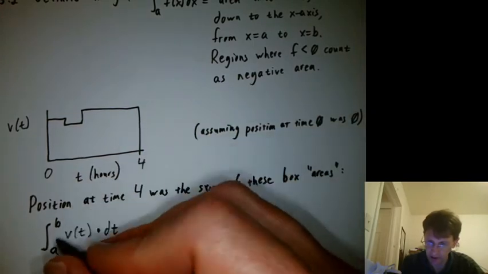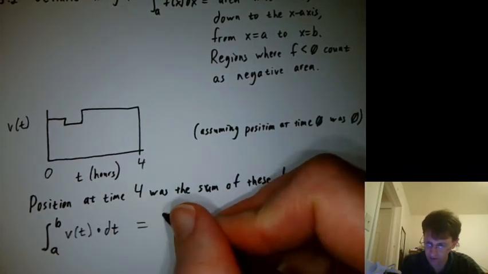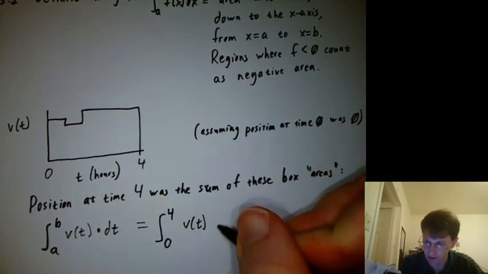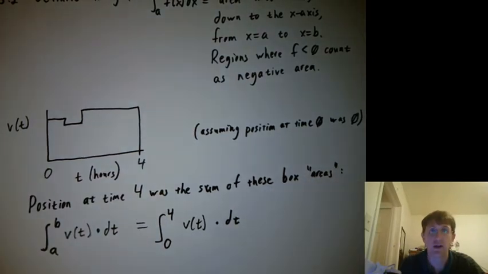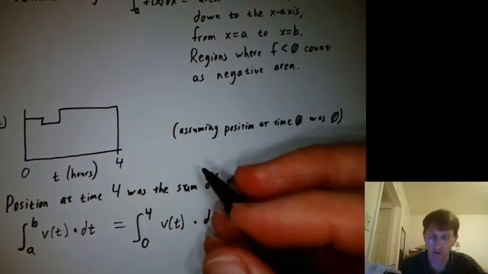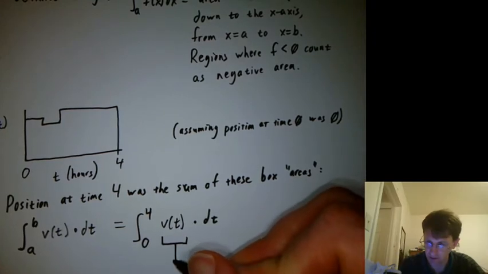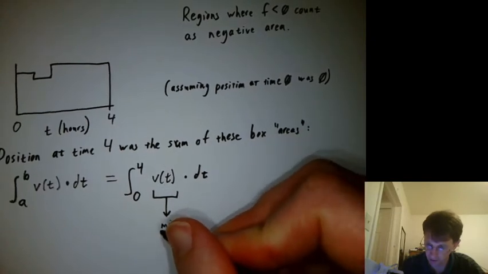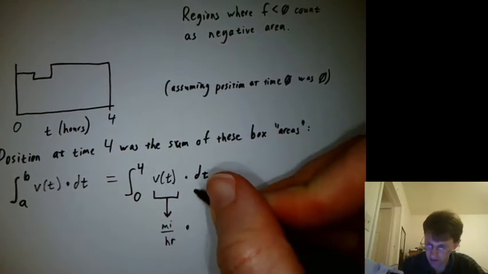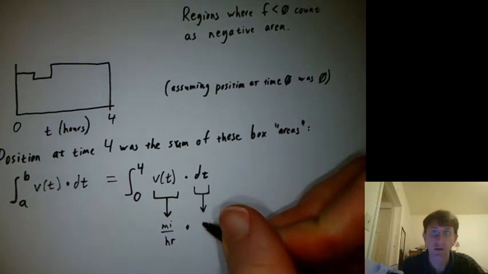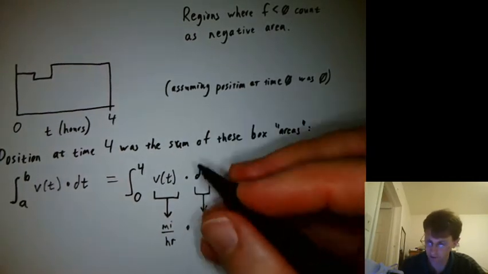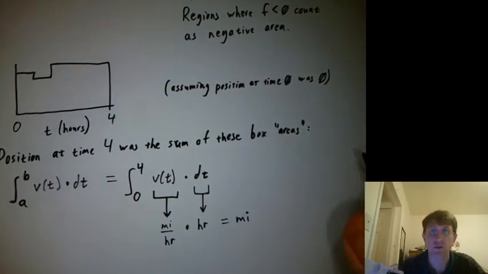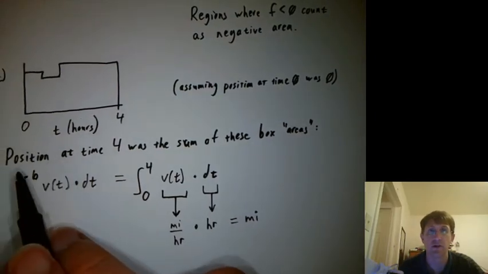And what are a and b here? We can say that's the integral from time 0 to time 4, v of t dt. And let's check the units here. What makes sense? V of t is in what units? It was miles per hour. And dt is in what units? Well, if time is in hours, then any subtractions of time are also in hours. So that's hours. So altogether, we get units of miles, which is what we actually want for units of position.